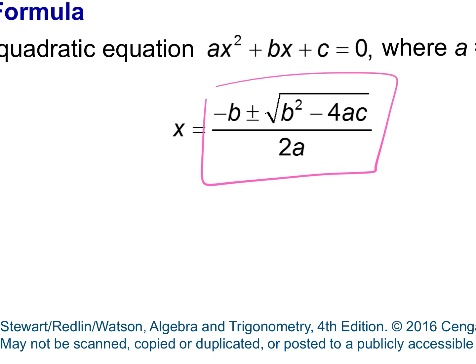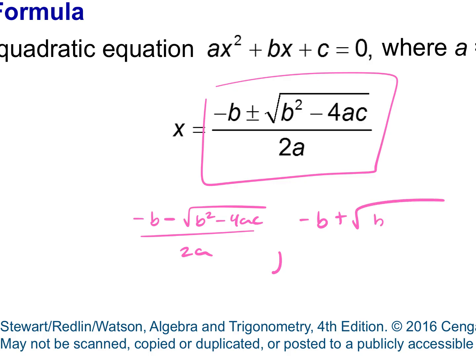On WebAssign, the first question asks for the quadratic formula, but you can't put the plus or minus sign on WebAssign, so it wants you to split it up. It wants you to put negative b minus the square root of b squared minus 4ac over 2a. It says to enter your answer as a comma separated list, so comma negative b plus the square root of b squared minus 4ac over 2a. So this is how WebAssign wants you to answer the first question, where it just asks for the quadratic formula.